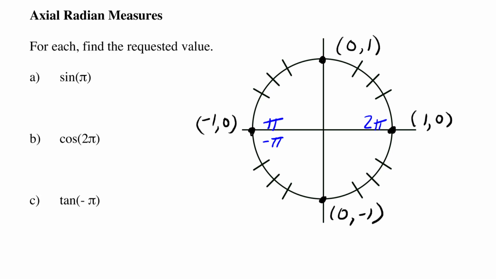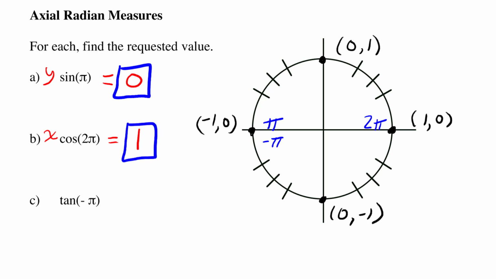Sine of pi is the y value at pi, and that's 0. No quadrants to figure out here. These are axial values. The x at cosine of 2 pi is 1. So there it is. Now the tangent, in this case, we'll look at pi, the sine of pi over cosine pi. I know it says tangent of negative pi, but it's at the same location as pi, so let's use it. 0 over negative 1 is 0. So the tangent of negative pi is 0.